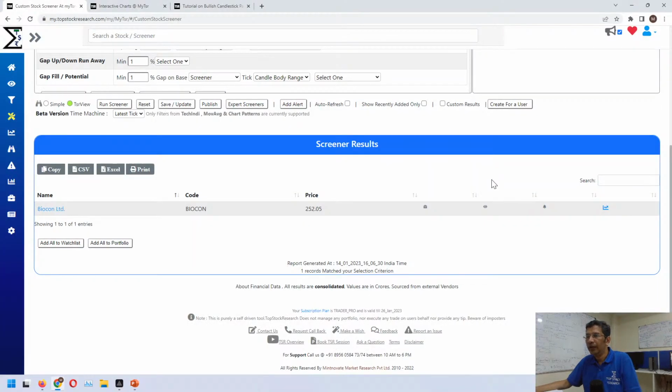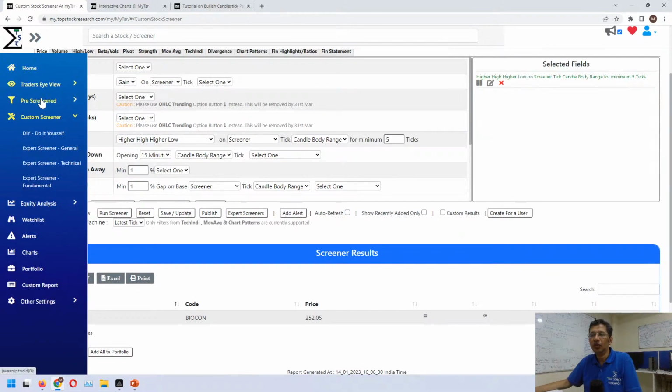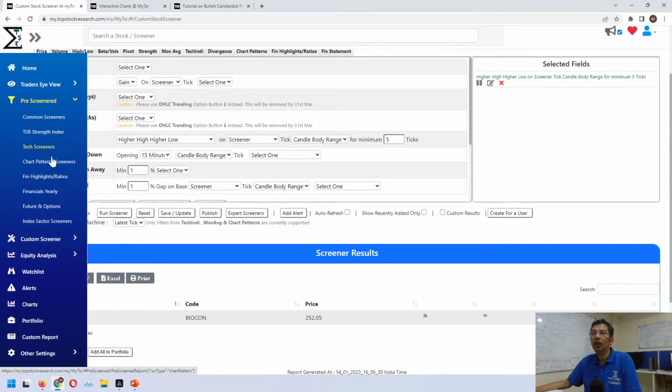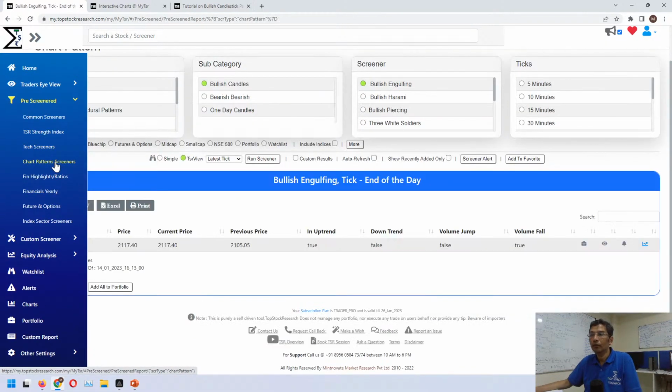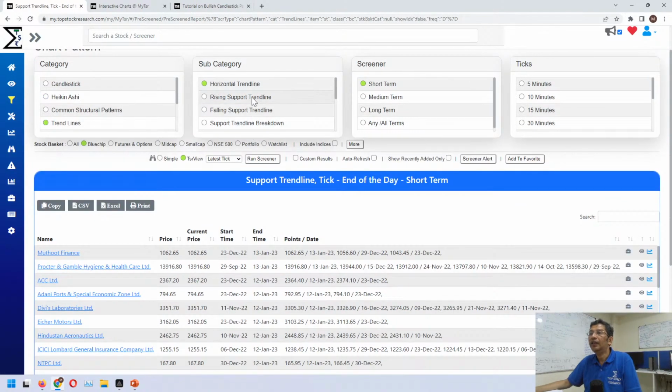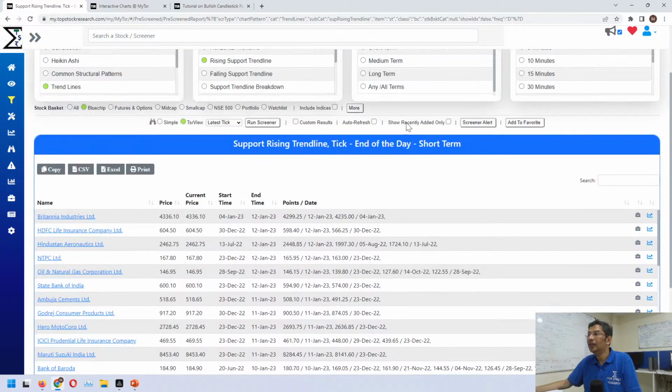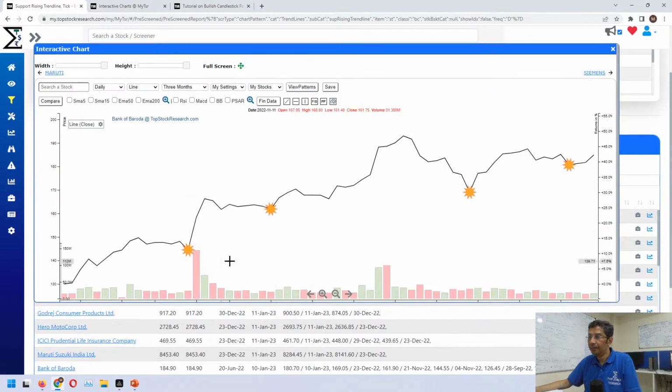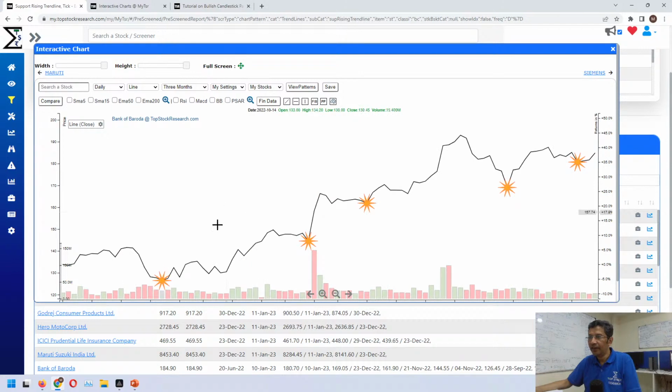Okay, so before we go into engulfing, let me show you some of those examples of trend lines. Let me take you to rising support trend line. We'll see this as an example. You see the example? It's continuously going up. So this is the main trend, where it is going up, up, up.